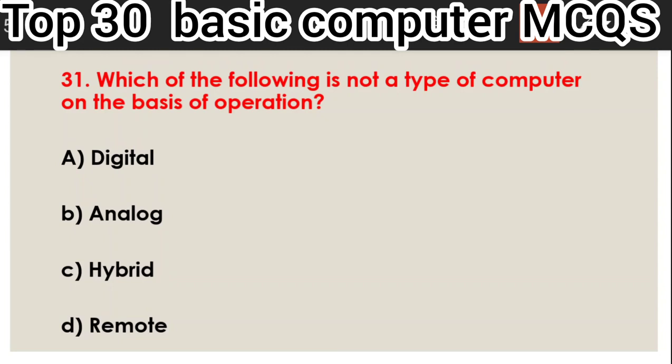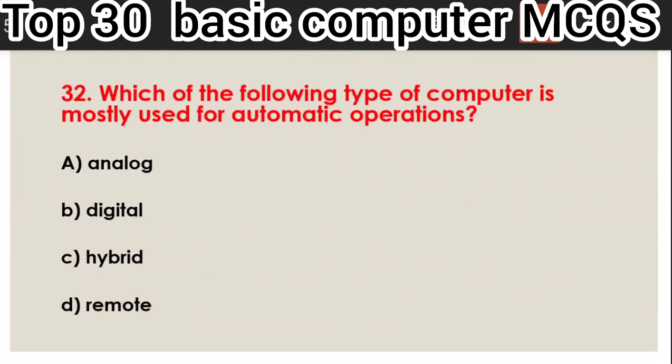Which of the following is not a type of computer on the basis of operation? A. Digital. B. Analog. C. Hybrid. D. Remote. Correct option is D. Which of the following type of computer is mostly used for automatic operation? A. Analog. B. Digital. C. Hybrid. D. Remote. Correct option is C. Hybrid.